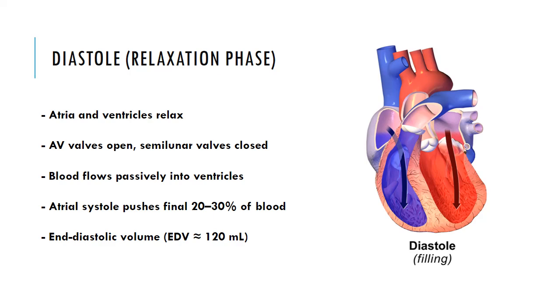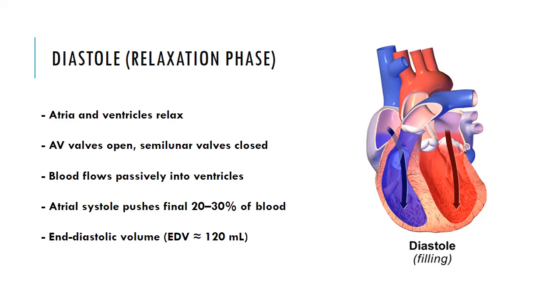Let's begin with diastole, or the relaxation phase. Here, both the atria and ventricles are relaxed. The atrioventricular or AV valves, the tricuspid on the right and mitral on the left, are open, letting blood flow freely into the ventricles.